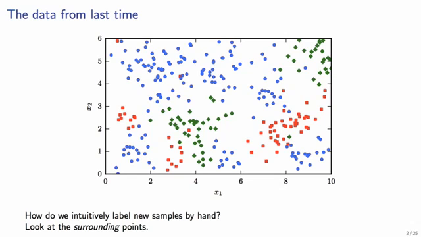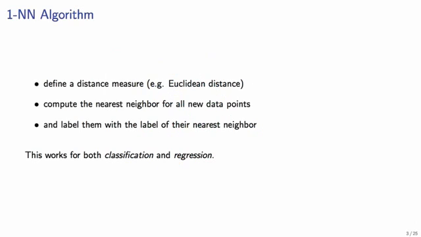But there is another way to do this, and that is to just look at the points that surround our new data point. This is exactly what k-nearest neighbor is about. The simplest form of k-nearest neighbors is one nearest neighbor, where we look at the closest neighbor for all new data points. For this, we need to first define a distance measure, for example the Euclidean distance, compute the nearest neighbor for a new data point, and then label the new data point with the label of that nearest neighbor.